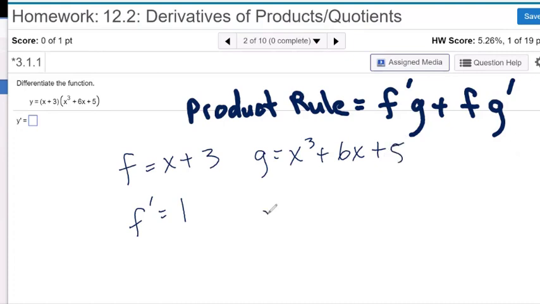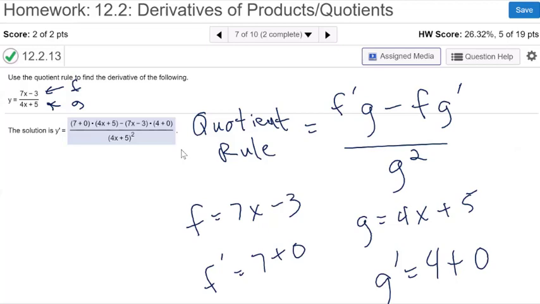Find those on the side as side work, and then after that you'll go and just plug back into the formula. So you'll keep it in shorthand notation, really simple, and then go back to plugging it in for your answer. You can see here that I did a quotient rule. I basically had the quotient rule set up on the side as side work, and then I went through my f prime, g prime. Those are the side work over there.